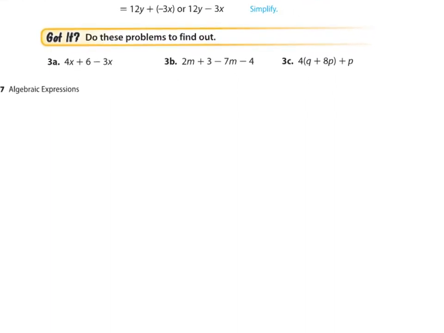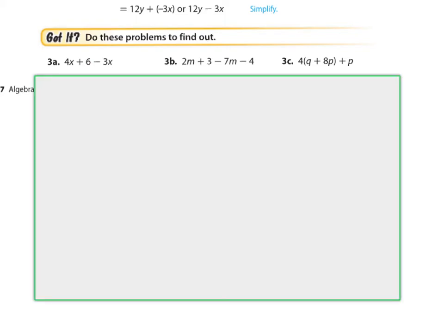Once you've done that, go ahead, pause the video, and try these three. Okay, if you haven't paused the video, go ahead, pause it now, and try these three on your own, and then play the video. I'm going to go ahead right now, assuming that you already completed them, and start showing you how to do them.